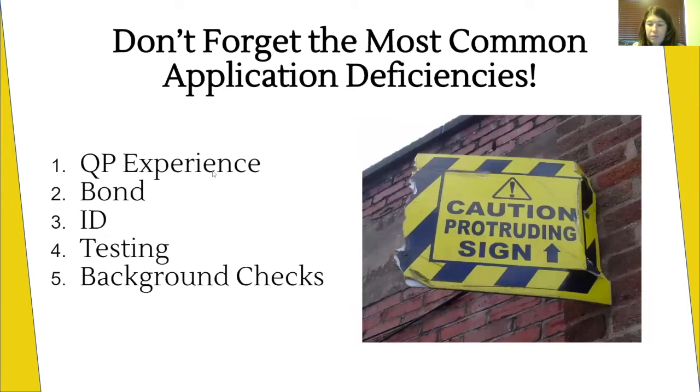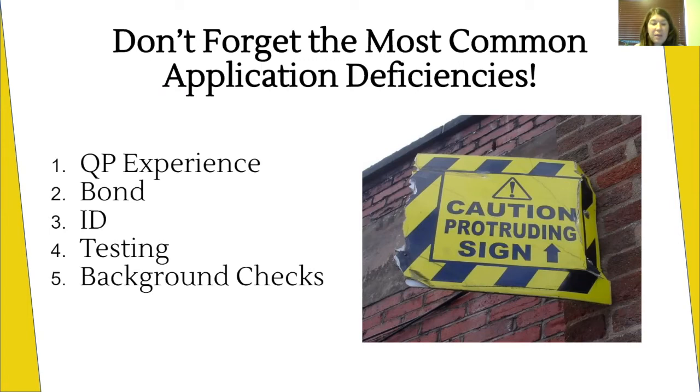So we're just going to recap the most common deficiencies that we see. One is that the qualifying party experience is not detailed enough or doesn't cover the scope of work that the classification is for, so having irrelevant information on there, or just not being detailed enough. Two are bond deficiencies: not breaking out the penal sums, not having the applicant or the entity's name correct, and not being signed by an authorized signer. Three is forgetting to submit government-issued IDs for everyone on the application.